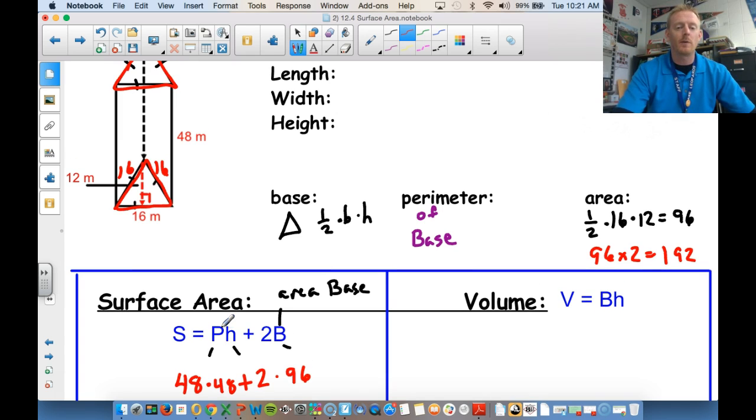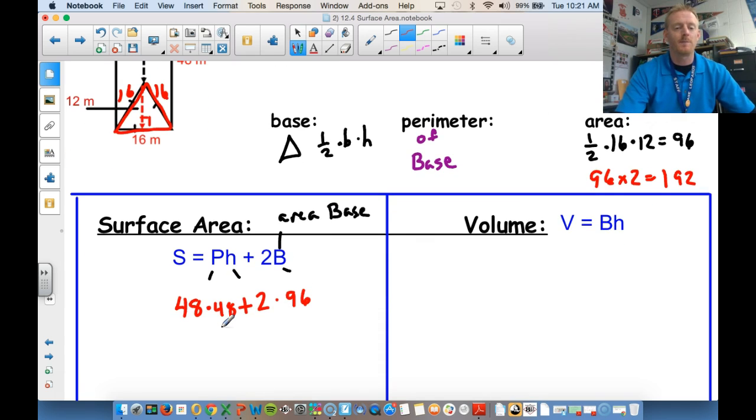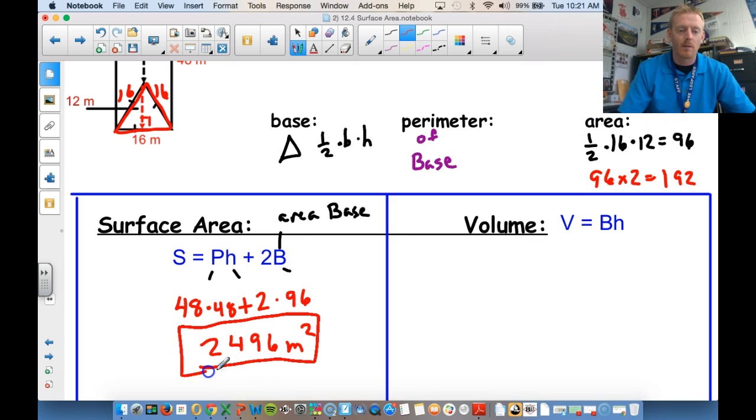Okay? So we have 48 times 48 plus 2 times 96. So you type all that into your calculator, 48 times 48 plus 2 times 96, and we get the answer of 2,496. And because it is an area, it's going to be meters squared. Okay? Now that is finding the surface area.